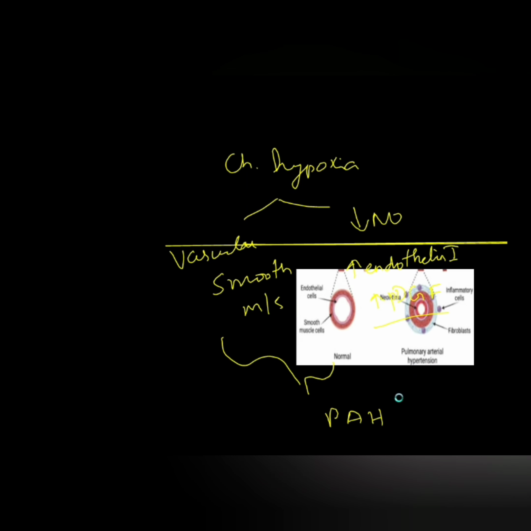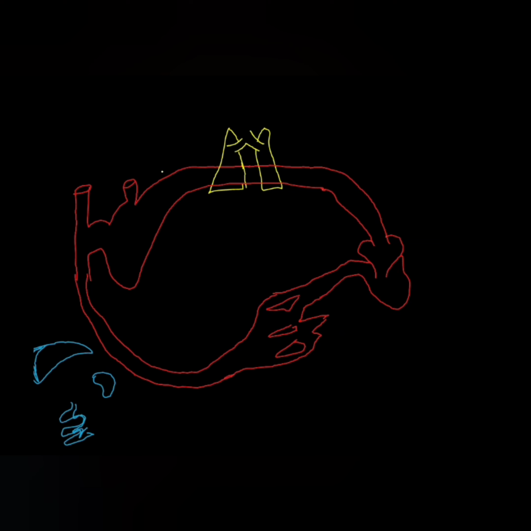Now what happens when there is pulmonary artery hypertension? Normally your right ventricle is going to be very thin and compliant. So this is your right side and this is your left side. And the right ventricle opens into the pulmonary artery. This pulmonary artery resistance is almost 1/10 of your entire systemic vascular resistance. So therefore your right ventricle is pumping into a low vascular resistance vessel.